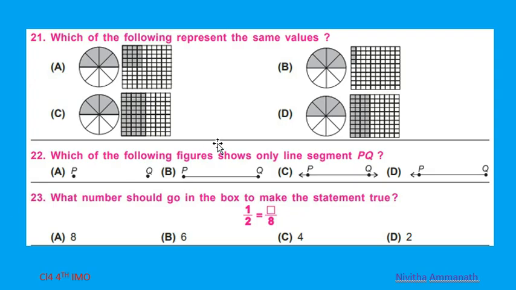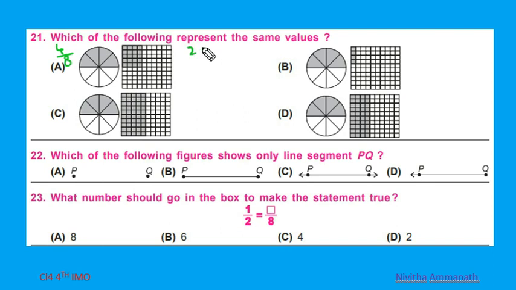21st question. Which of the following represents the same values? Here, how many total parts? 1, 2, 3, 4, 5, 6, 7, 8. How many shaded? 4 shaded. That is 4 by 8. Here how many? Here 1, 2, 3, 4, 5, so 20.